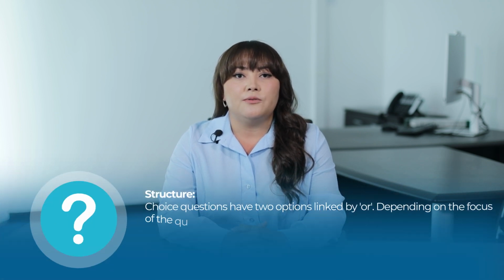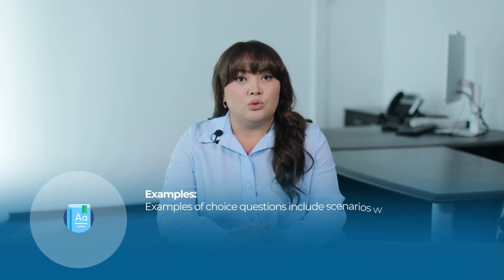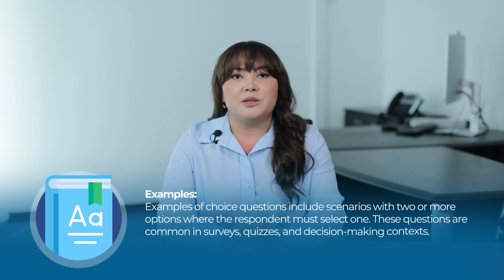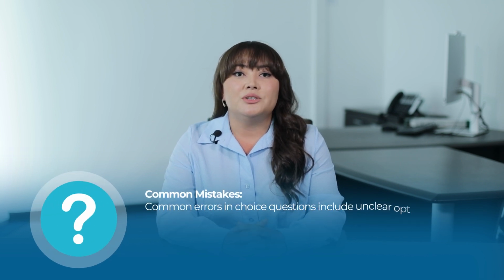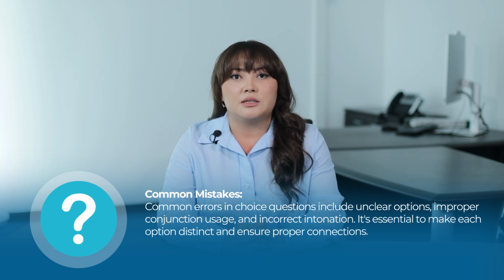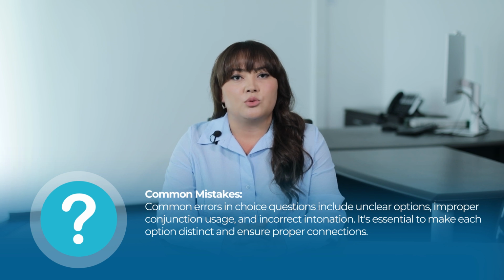When the question focuses on the subject, the auxiliary verb comes before the second option, resulting in a short answer. Does she make it or do you? She does. There also might be some common mistakes, not clearly separating the options. Ensure the choices are distinct and clear. Using the word conjunction, always use or to connect the options. Incorrect intonation. Each option should have a slight rising intonation with the fall at the end of the question.